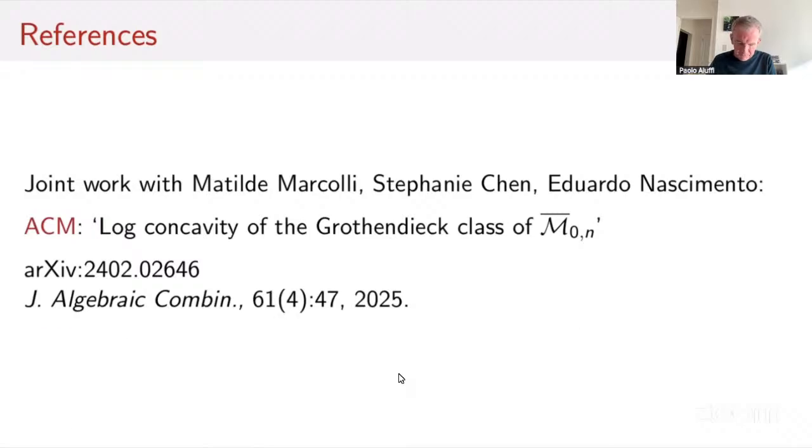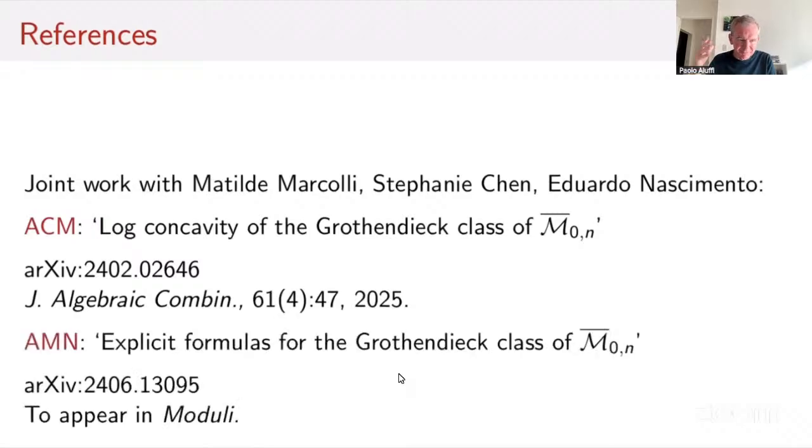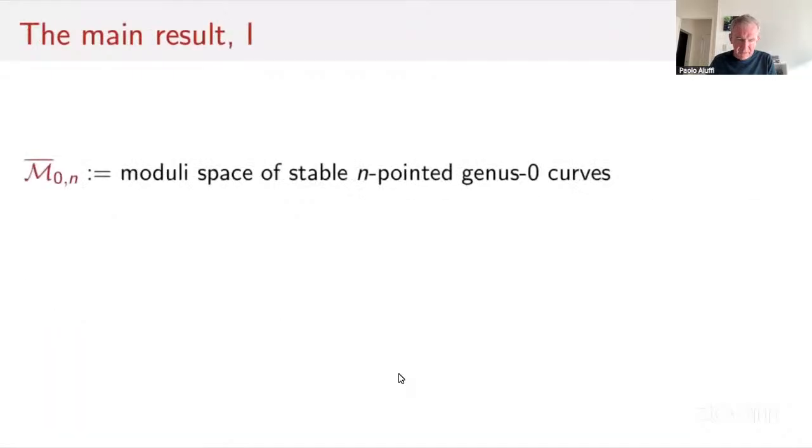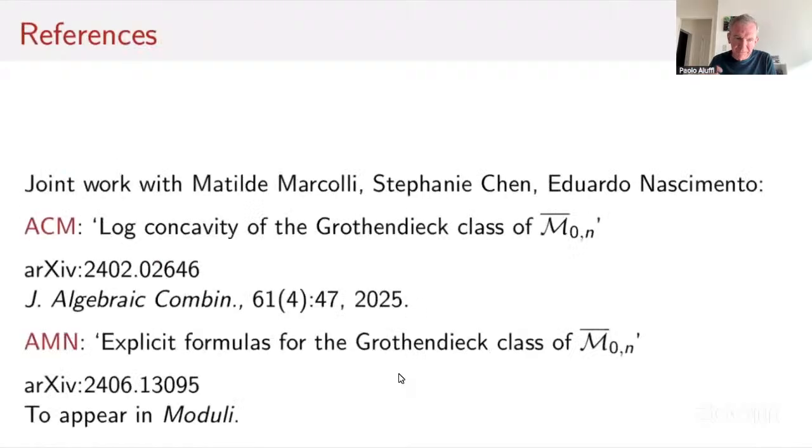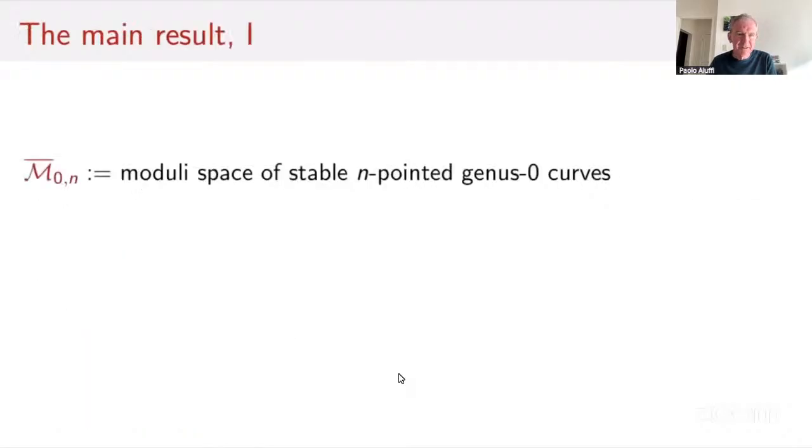M0n, and the other is AMN, as in Aluffi, Marcoli, Nascimento, explicit formulas for the Grothendieck class. And they are on the archive, as you can tell. If you Google something that reminds you of the title, then you should find them. So M0n bar will denote the moduli space of stable n-pointed genus zero curves.